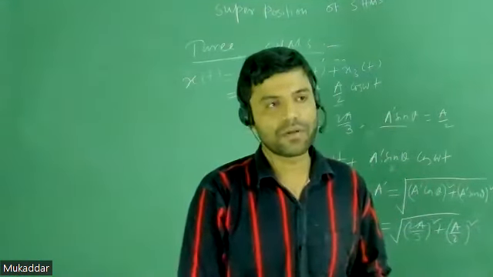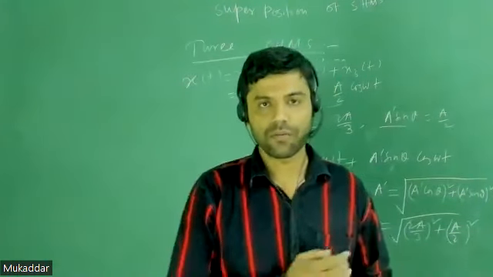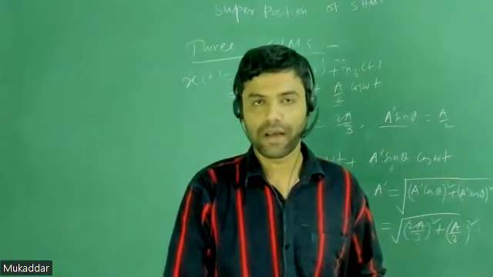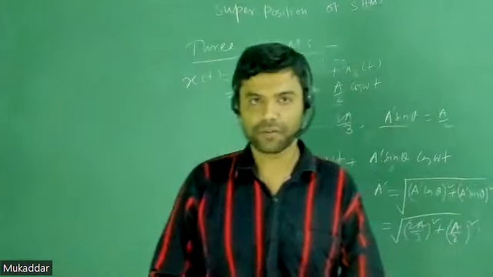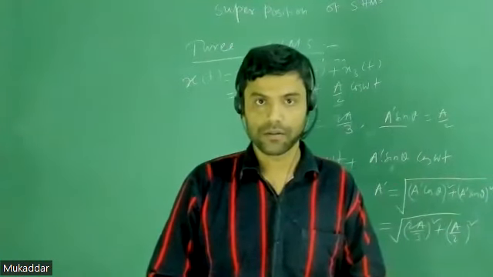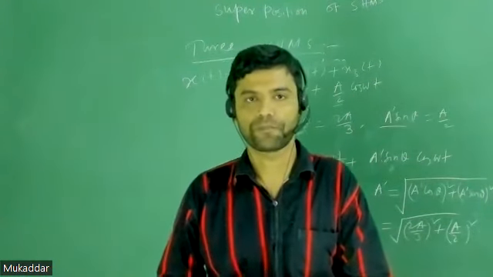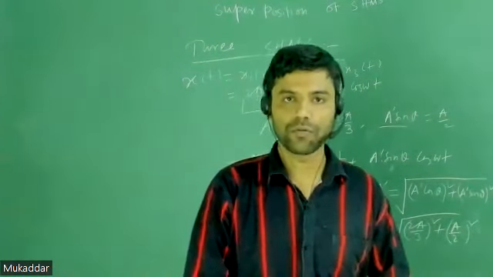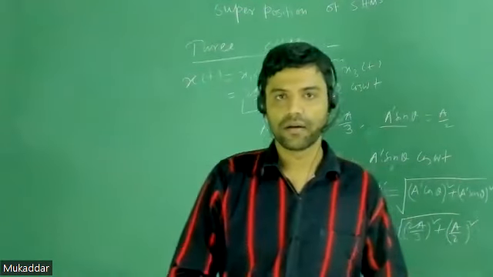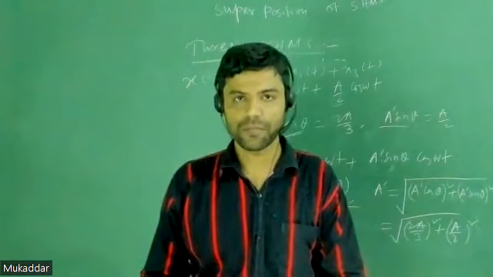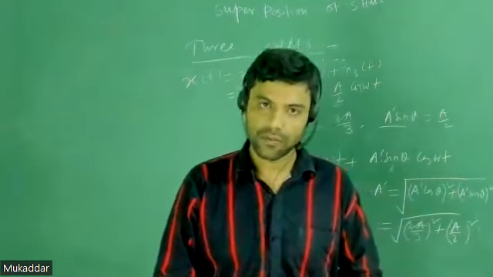First of all, you have to sum the displacement of all SHMs. Then you have to collect the coefficient of sine omega t, and assume some amplitude with a cosine initial phase factor. Similarly, collect the coefficient of cosine omega t, and assume some amplitude with a sine phase factor. You substitute that, you get the equation of simple harmonic motion, and from there you can calculate the amplitude of the resultant motion.